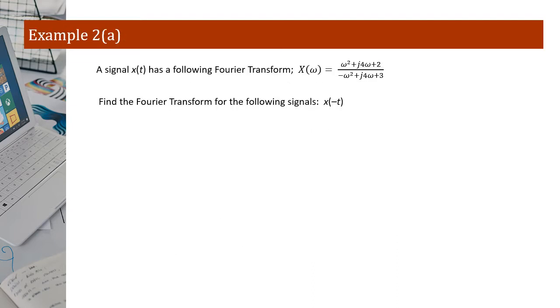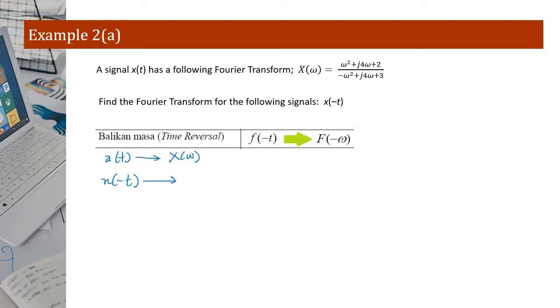Given X(omega) as the Fourier transform of signal x(t), you need to find the Fourier transform for the new signal given by x(minus t). Obviously if you have x(t), it will produce X(omega). So now what is x(minus t) in the frequency domain? You need to refer to the Fourier transform pair table. If you have f(minus t), the signal in the frequency domain will be F(minus omega). So you will have X(minus omega).